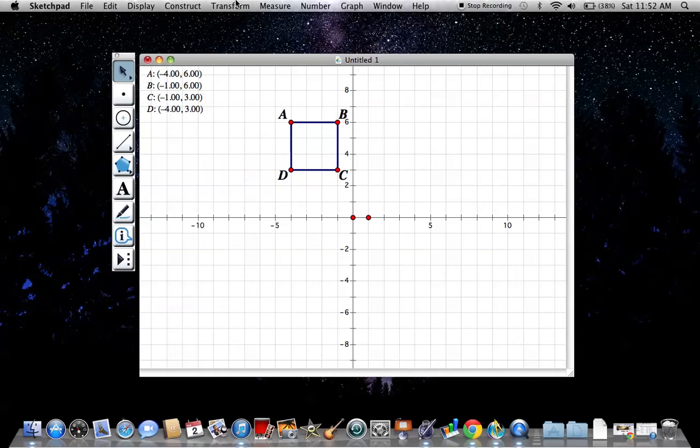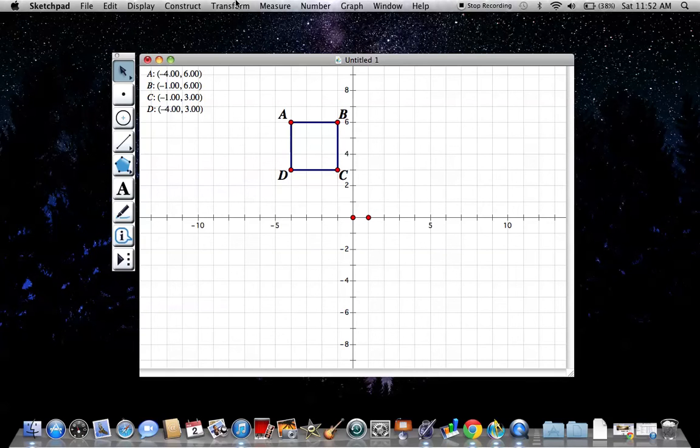Right here I have a square, figure ABCD, and what you're looking at right now is what we call the pre-image. It's before anything happens, it's pre-movement, so it's the original image. The image is the new figure, where the figure ends up.